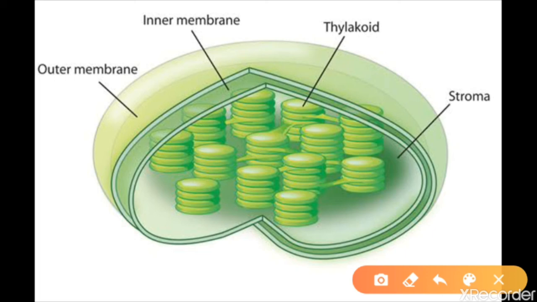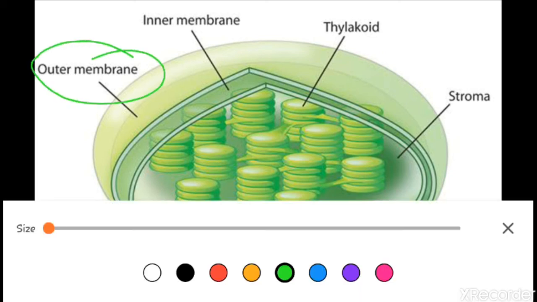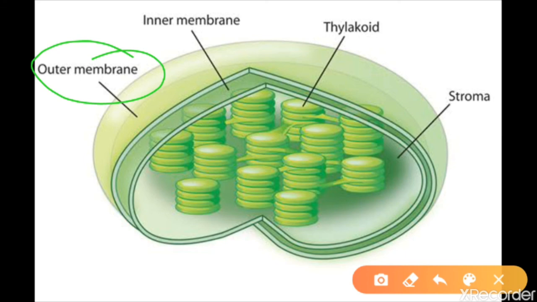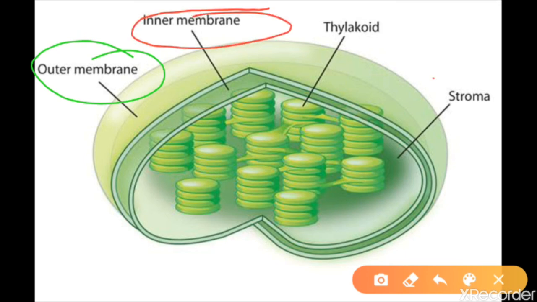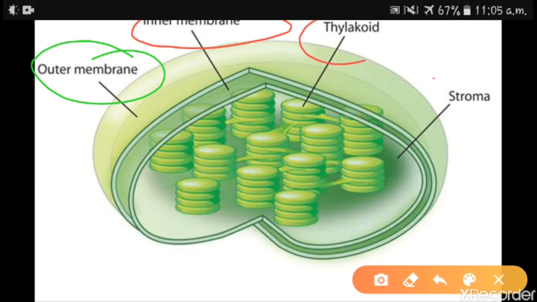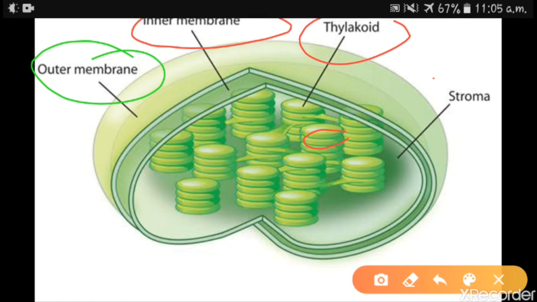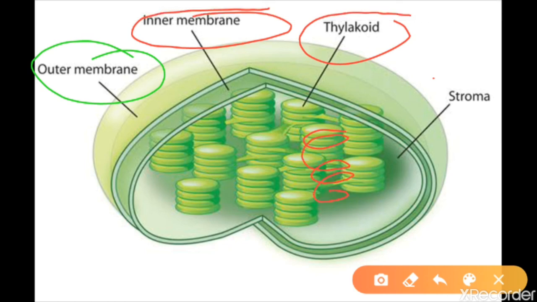The chloroplast is made up of mainly four things. The first is the outer membrane. The second is the inner membrane. Next, we have the thylakoids, these granules, and this matrix is the stroma. So the four parts are: outer membrane, inner membrane, thylakoid and stroma.